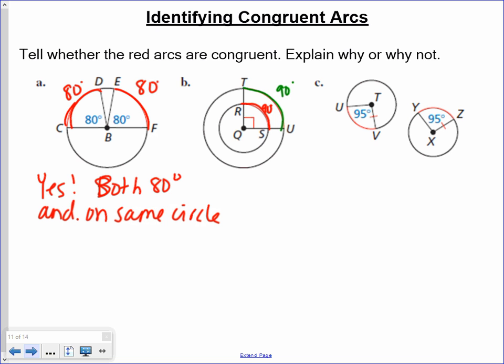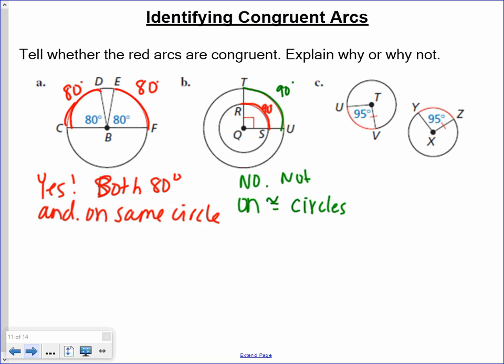No. And why not? Because they're not in the same circle. Because they have to be on congruent circles. So we can say, no, they're both 90 degrees. I would be okay with you saying because the one's bigger than the other, or they're not on congruent circles. That's literally why. They are the same measure, they're both 90 degrees, but they're not congruent because they're not on the same size circle.